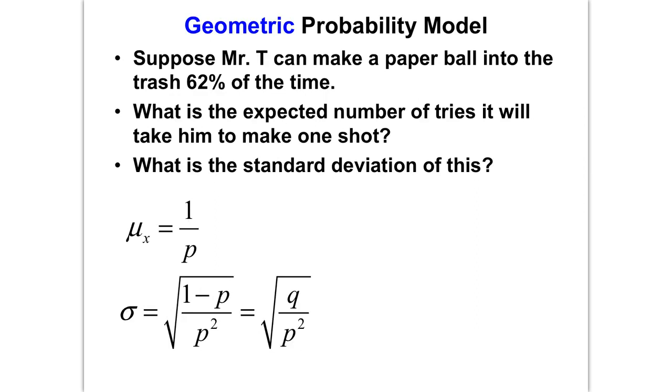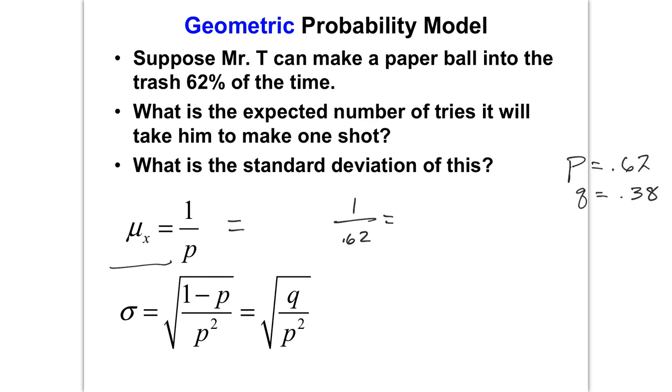So first we'll talk about geometric probability. And suppose Mr. T can make a paper ball into the trash 62% of the time. What is the expected number of tries it will take him to make his first shot? Okay? And the way we calculate that is the mean of a geometric distribution is mu is equal to 1 over p. So for this geometric probability distribution, where the probability of success is 0.62 and Q is 0.38, okay, then we have 1 over 0.62 will represent the mean of a geometric distribution.